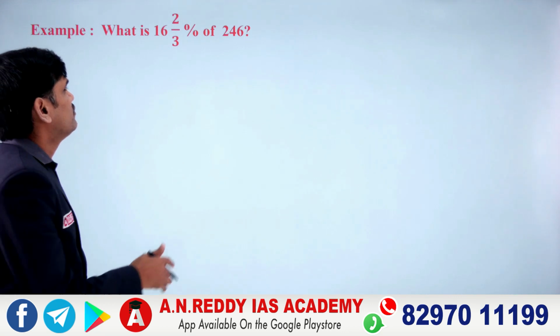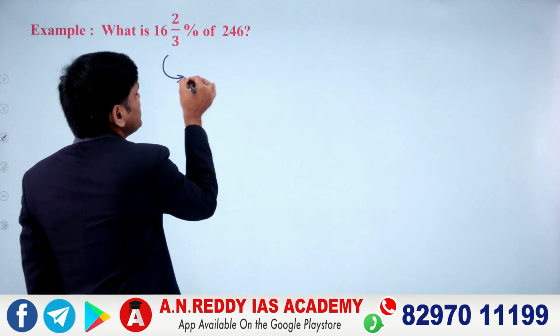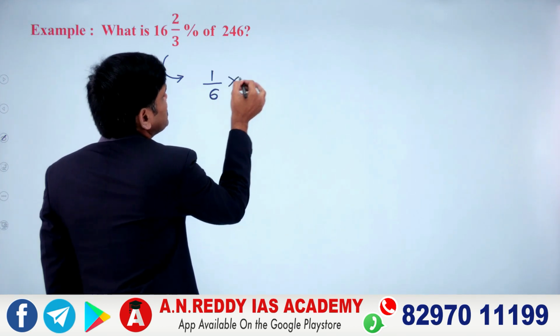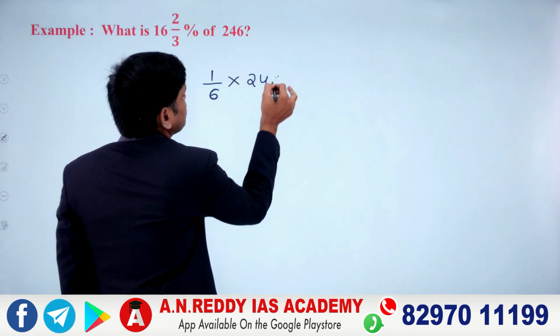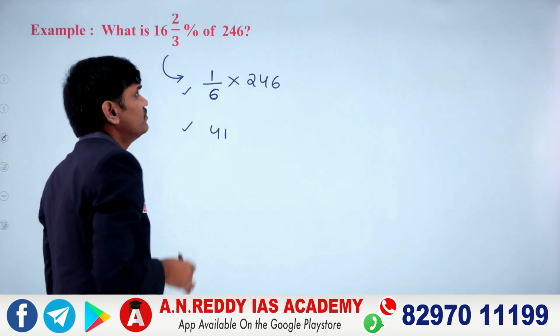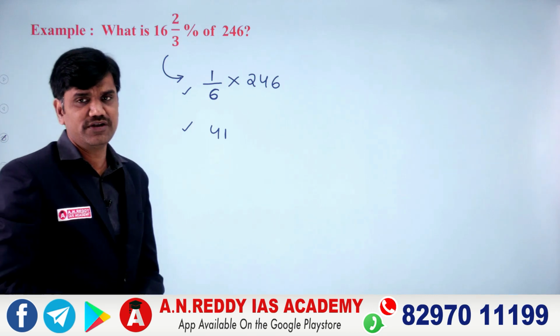16 2/3% of 246. 16 2/3% is nothing but 1/6. This I have already taught. So 1/6 of 246 will give you how much, dear? 41. Hence your answer is 41.